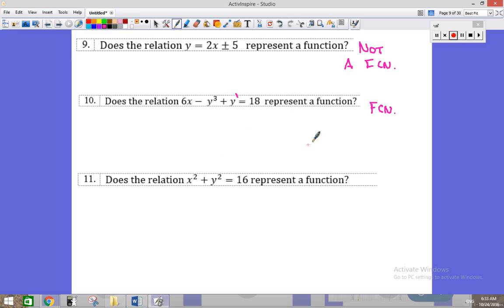That if you create a table of x's and y's, you're never going to find an x that produces more than one y value. Every x is going to have exactly one y, and that's going to be a function.